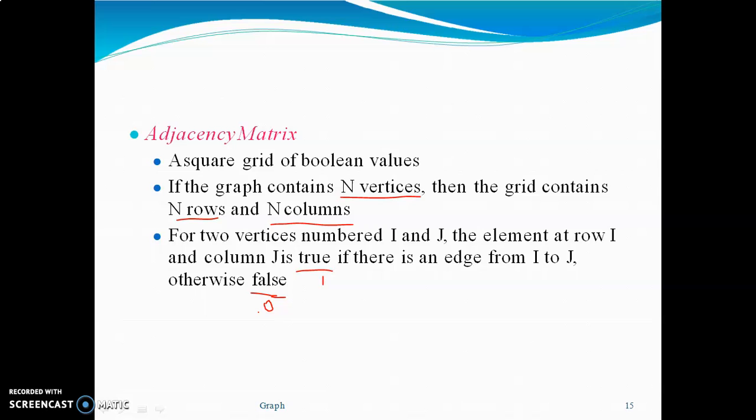For the undirected graphs, if there is an edge from the first vertex to the second vertex, then from the second vertex to the first vertex we also have the edge. So in those two places, we write 1. In the directed graphs, we write only one value. That is, if 1 to 2 has an edge, then we write 1 at position 1 to 2, but not at 2 to 1.